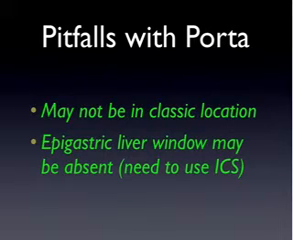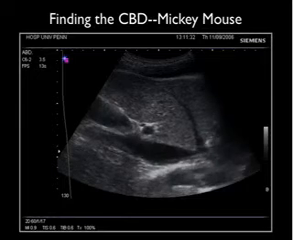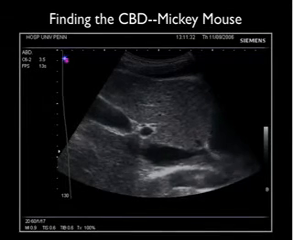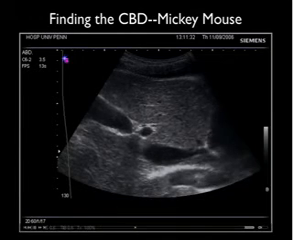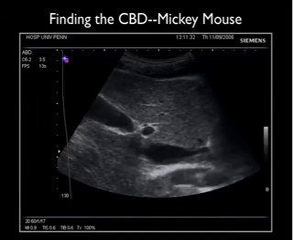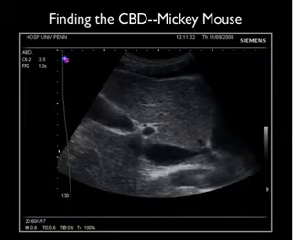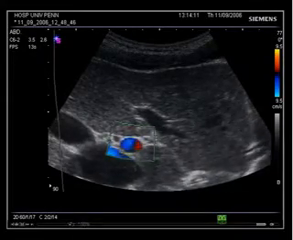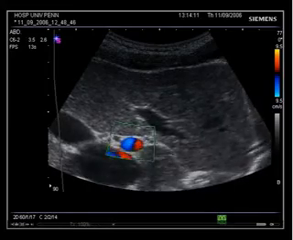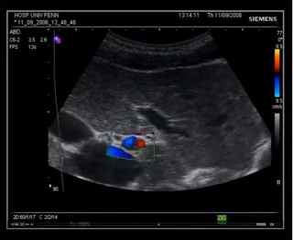Now that's all easy enough to see on the screen. That said, it's a really difficult technique to get used to. So unfortunately it may not be in a classic location, and if the patient doesn't have a nice sonographic window, i.e. the liver, then you may need to use an intercostal space, and it's going to make it more difficult. But just to convince you, this is what you end up seeing. We see a portal vein, hepatic artery, common bile duct. You can even put color flow on it just to convince yourself further, where you see the portal vein lighting up, the hepatic artery lighting up, and then you have your CBD.